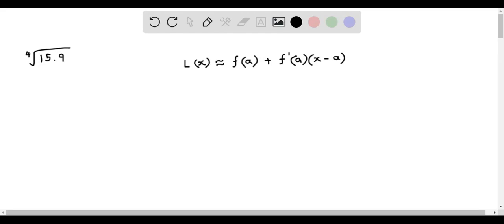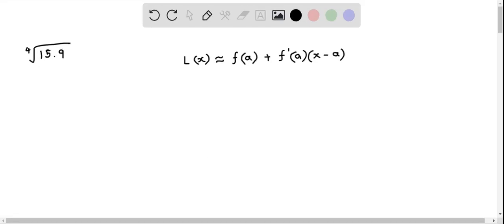We now use linear approximation to approximate the value of the fourth root of 15.9. So here is our linear approximation equation, represented by L of x approximately equal to f of a plus f prime of a times (x minus a). First we have to determine the value of a.